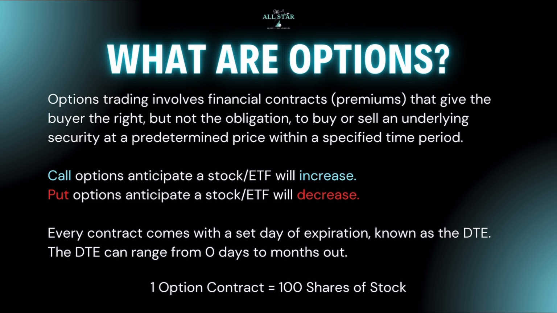Now, there are two types of options that you can purchase. One is calls. Now, call options anticipate a stock or ETF will increase in value, while a put option anticipates the opposite, that a stock or ETF will decrease in value. And because of that, every contract comes with a day of expiration, and this is known as the DTE. The DTE can range from 0 days to months out. I have previously made a video discussing DTE, so I'll leave a link to that down in the description, but let's dive a little further into the basics.